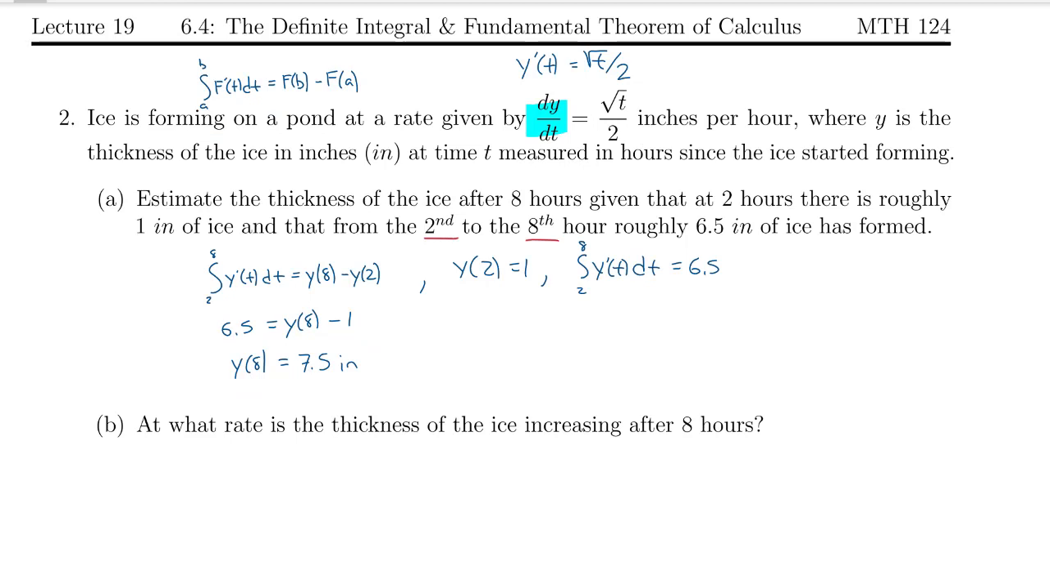Part B is a question asking about how the thickness is increasing at 8 hours. So this is a question just to remind you not to forget what you've already learned, because this is just asking us, in fact, to evaluate when we're talking about the rate of thickness or ice formation. We're just asking for the derivative. So this is just asking for the derivative value at 8 hours. So in this case, the square root of 8 over 2, this is in inches per hour. So that one's very straightforward if you just catch that fact.